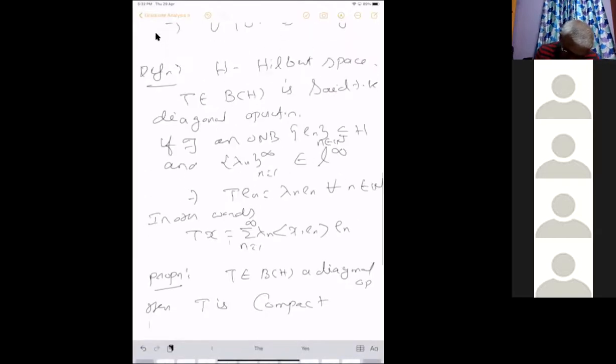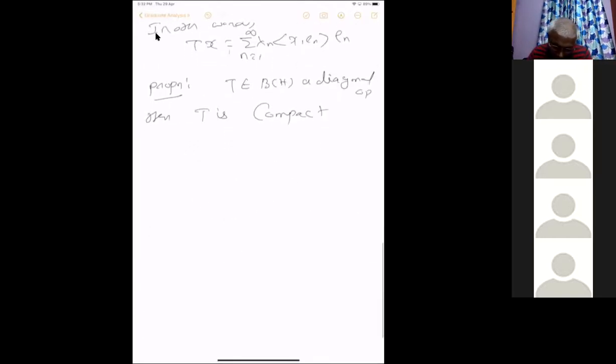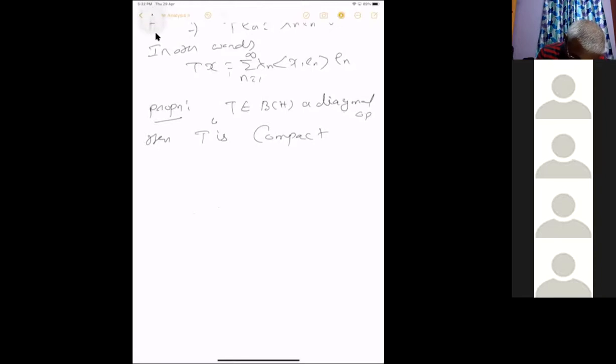Okay. So a diagonal operator is compact. Let T be a diagonal operator with T e_n equal to lambda_n e_n. Then T is compact if and only if lambda_n goes to 0. Okay. That's all.